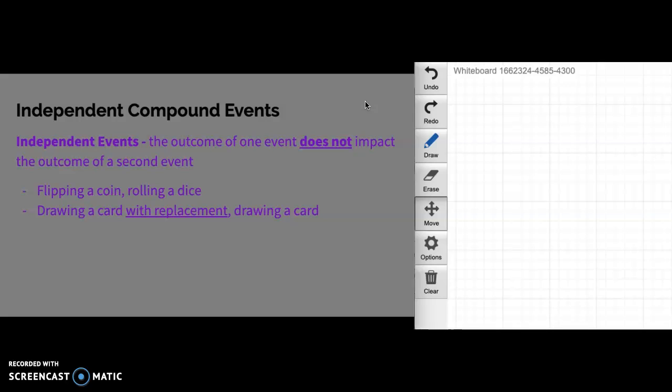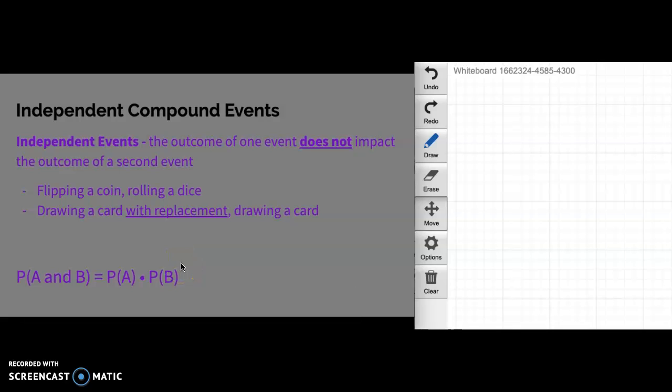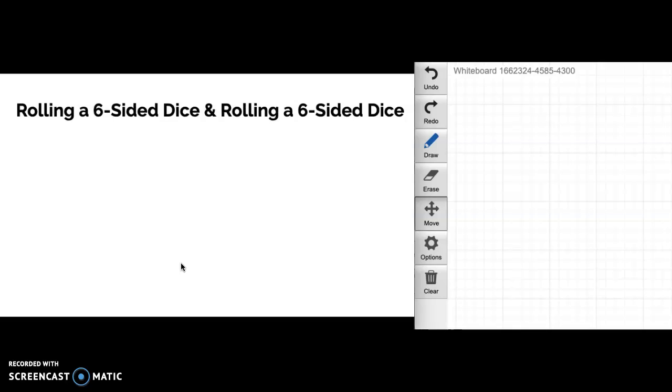We find the probability of independent compound events using this formula. This is read as the probability of event A and event B is found by taking the probability of event A and multiplying it by the probability of event B. We are going to do some examples to practice that formula. So for our first example, we're going to roll the 2 dice if you had them. We're going to start with theoretical probability. Remember, this means finding the probability of what should happen. So we want to know the theoretical probability of rolling an odd number and then rolling a 6.